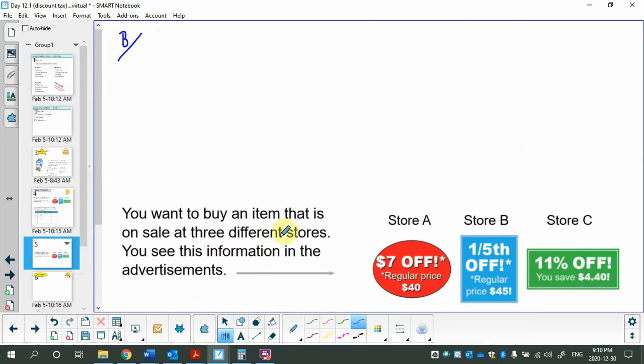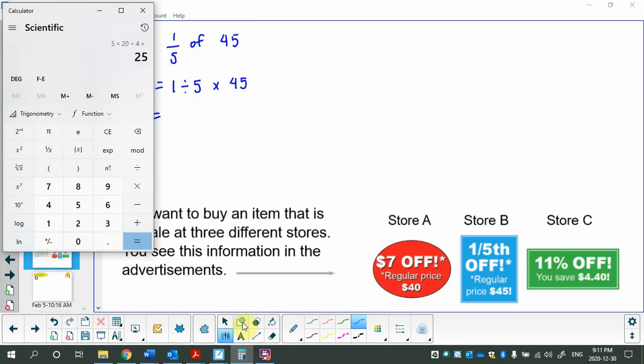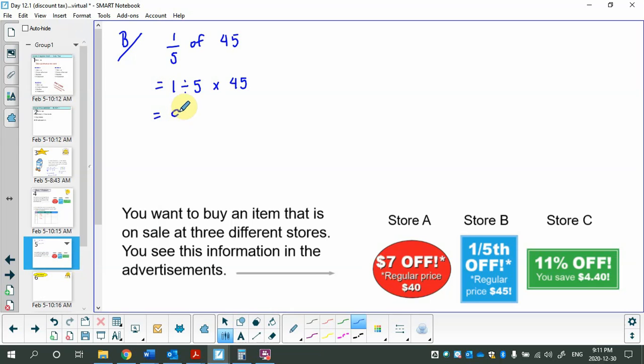So store B says 1/5 off. So that's 1/5 of 45, and it's $45. So that's the same thing as 1 divided by 5 times 45. So 1 divided by 5 of means times 45. So I'm going to calculate that with the calculator for accuracy. I certainly don't want to be messing up on my money. And now I know that I get to save $9.